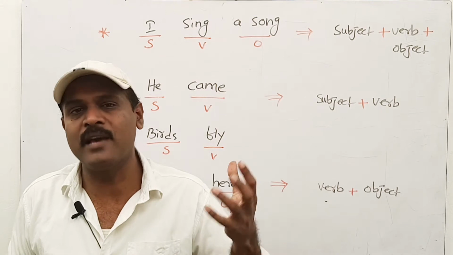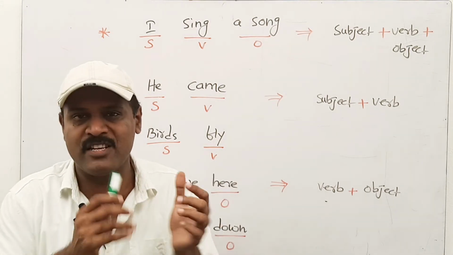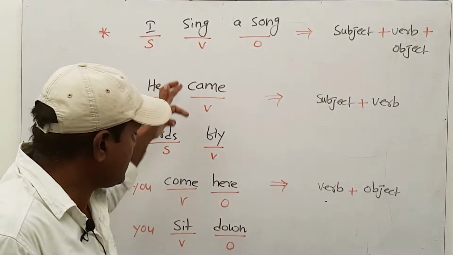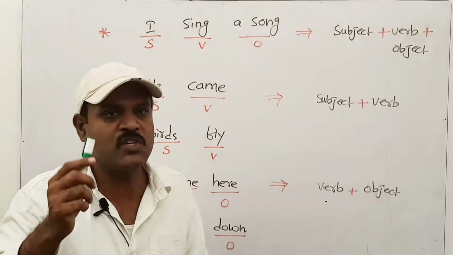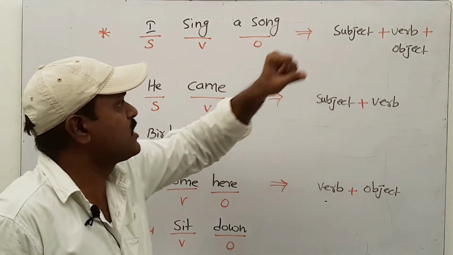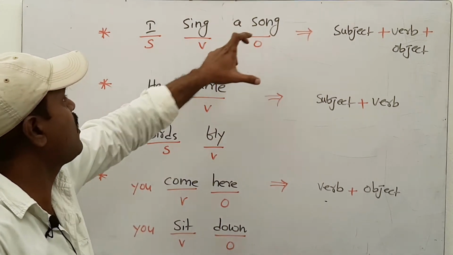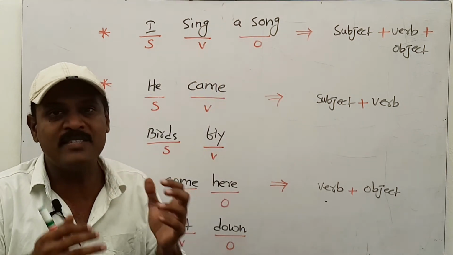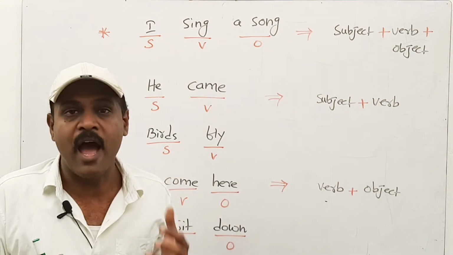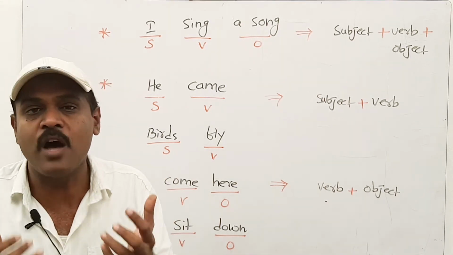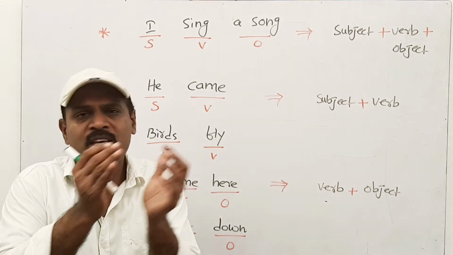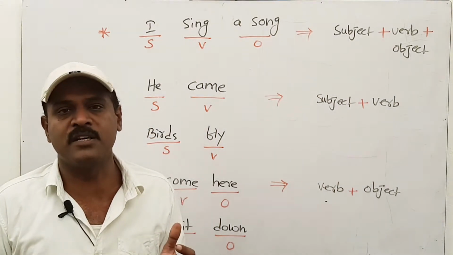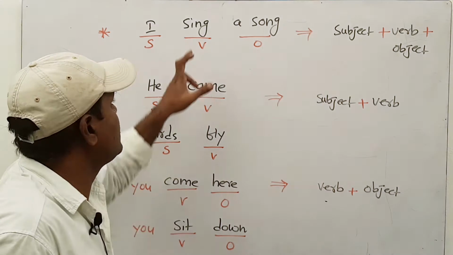Friends, generally you can see a lot of structures in English. But usually most of the sentences we can see in these three forms. First one, subject, verb, object. Example, I sing a song. I is the subject, sing is the verb and a song is the object. I sing a song. I go to the bazaar. I went to the market. I went to the shopping mall. So, if you see this kind of sentences, you have subject, verb and object. Most of the sentences you can see in this structure.